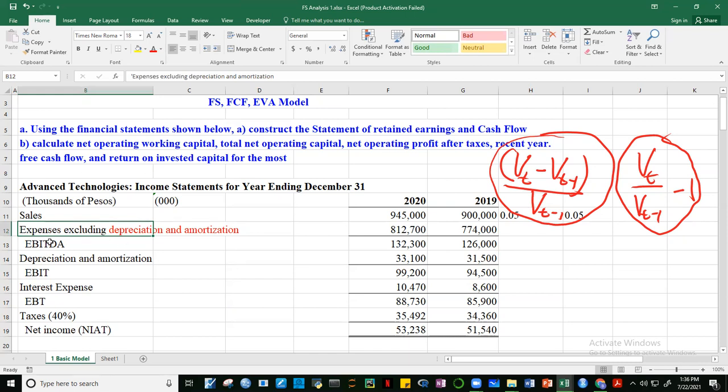Okay, going here, guys, EBITDA. Have you met this in your accounting, the measure EBITDA? Please chat if you have met EBITDA.